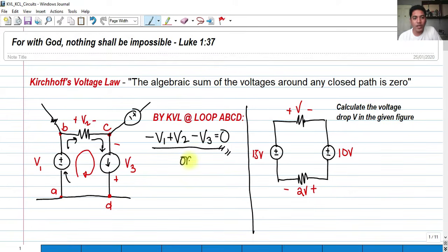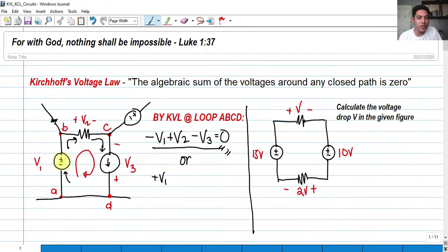Or, as I said a while ago, you can also choose the sign where the current enters. We can also choose the sign where the current leaves the element. Alright, for example, I'm going to write a KVL equation again. So what I'm going to do is start from voltage 1. The current enters the negative side, but it leaves the positive side. So I can write positive V sub 1.